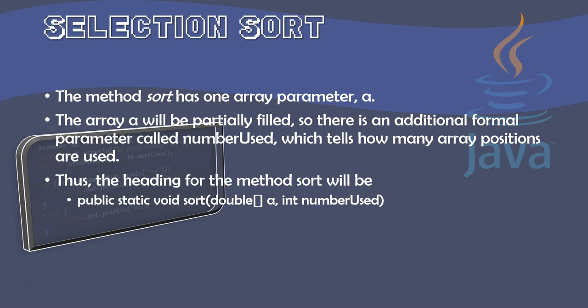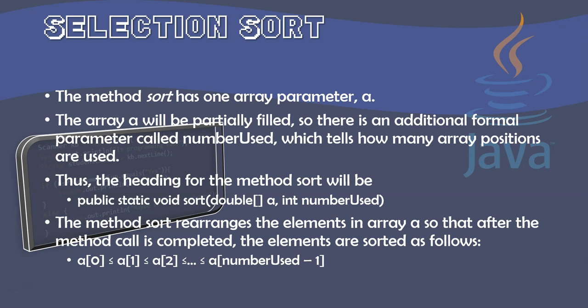If you only want to sort part of that array, if you're only going up to an array that has 3 elements in it, then you would only use 3 elements. Now the method sort rearranges the elements in an array so that after the method call is completed, the elements are sorted as follows: a[0] is less than or equal to a[1], which is less than or equal to a[2], and so on, all the way up to a[numberUsed - 1]. Bubble sort, again, is going to use something very similar. We're going to, again, go from the smallest up to the largest.